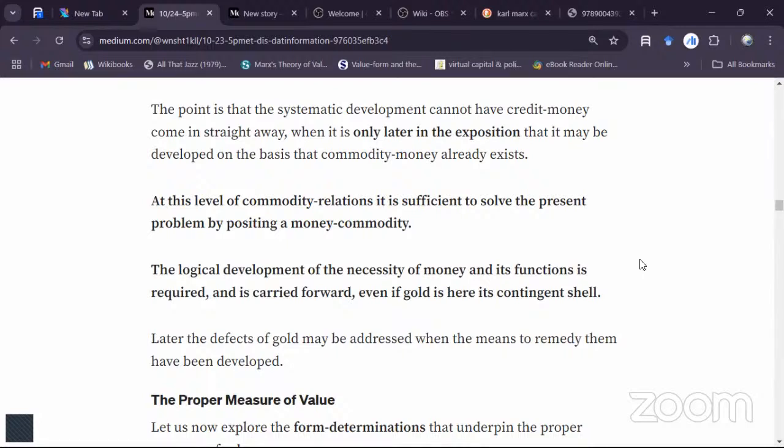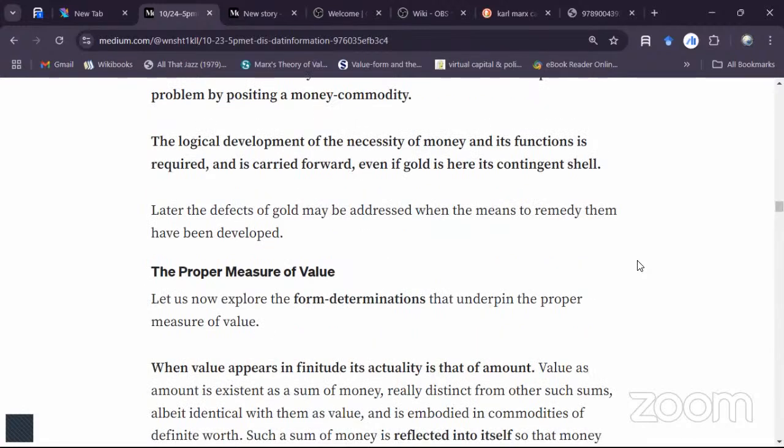that Cleaver shows, the structure of the argument from the commodity to class struggle, and yes, we can argue about class struggle, et cetera, but there are certain structures in that argument that certainly make it reasonable. The logical development of the necessity of money and its functions is required and is carried forward. If you look at that Cleaver diagram, even if gold is here, it's a contingent shell. Later, the defects of gold may be addressed when the means to remedy them have been developed.